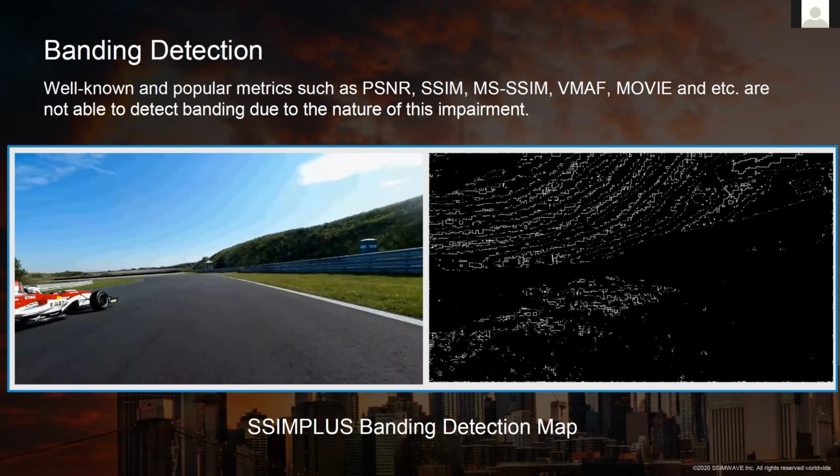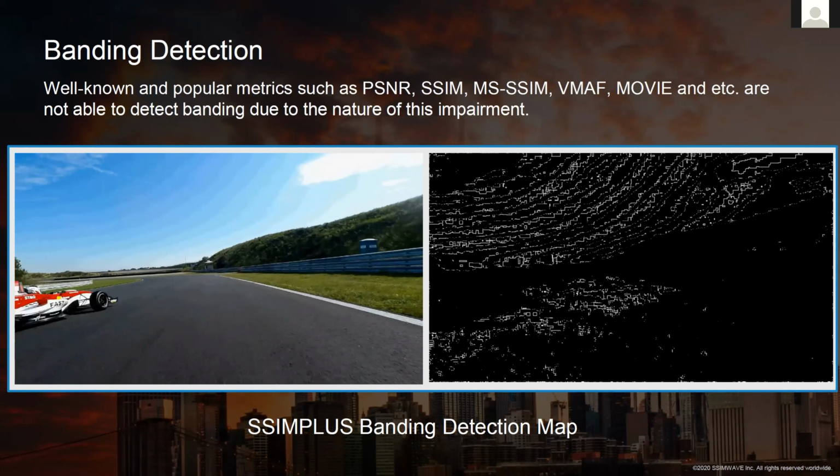The well-known metrics, if you're curious to know whether I can catch banding artifact or not, we have tried multiple. It's very easy. You can go ahead and compute PSNR or SSIM. These are the well-known objective metrics that you can play with, and you can just run it against any content that you have. You can introduce banding. You can just run PSNR or compute SSIM or multi-scale SSIM or VMAF or even MOVIE and the other well-known objective metrics. Because of the nature of banding, none of them is capturing banding impairment.